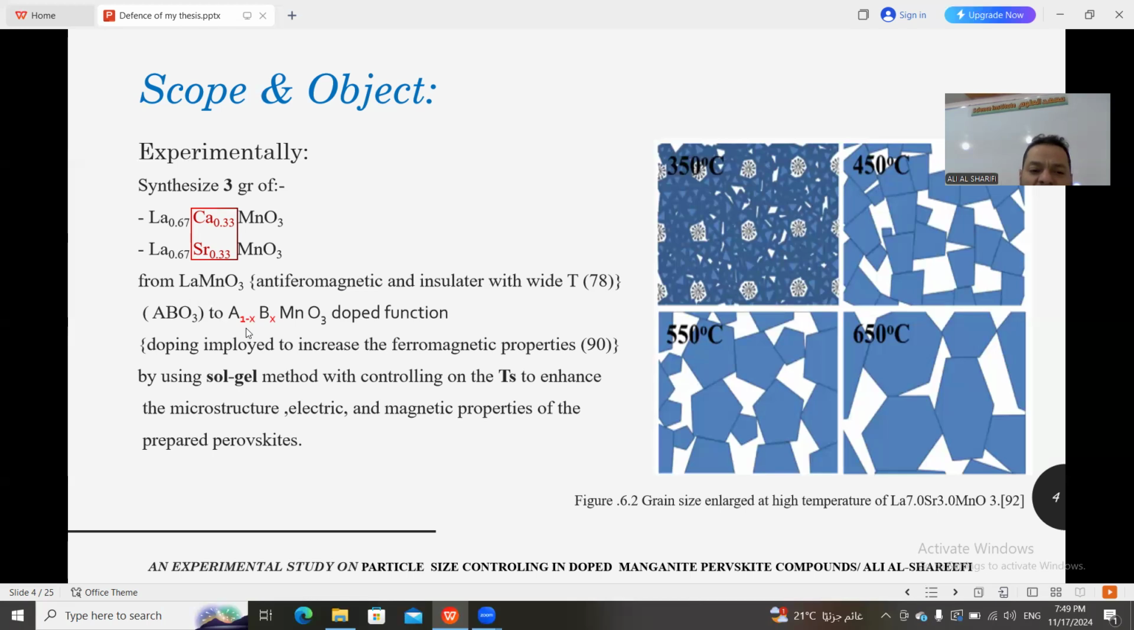Now, I focused on this doping function. Don't forget this important line: doping is employed to increase the ferromagnetic properties, like I said before. We focused on the sol-gel method. It's a chemical process to produce my perovskite, with control of the sintering temperature. These 2 important things enhance the microstructure, electric and magnetic properties of my structures. 3 grams of each of them.